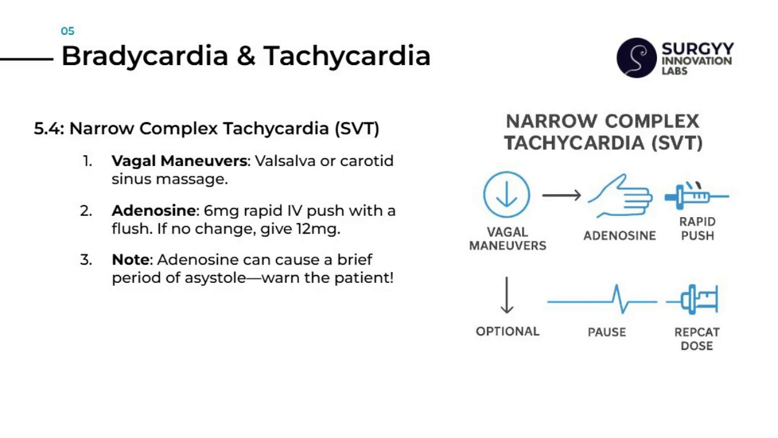First, attempt vagal maneuvers, such as the Valsalva maneuver or carotid sinus massage, to slow the heart rate. Second, administer adenosine as a 6 mg rapid intravenous push, followed immediately by a saline flush. If there is no change in rhythm, a second dose of 12 mg should be given.